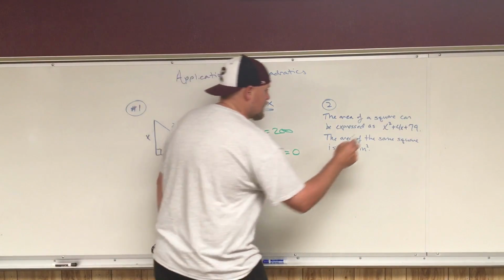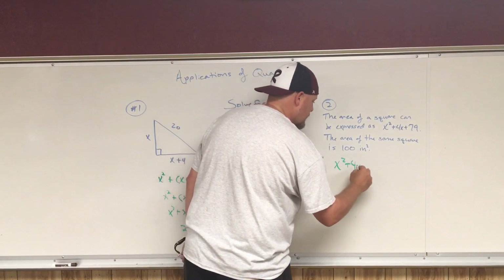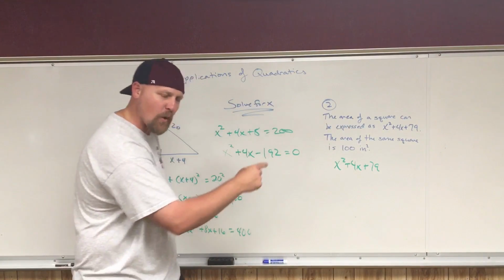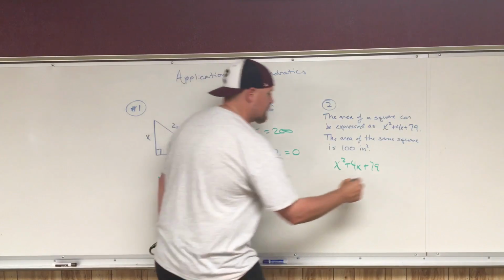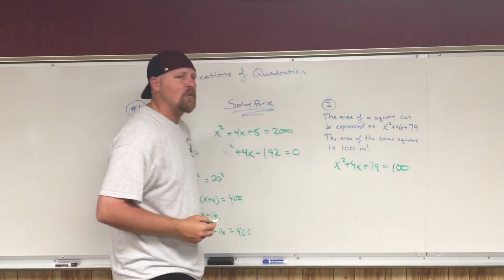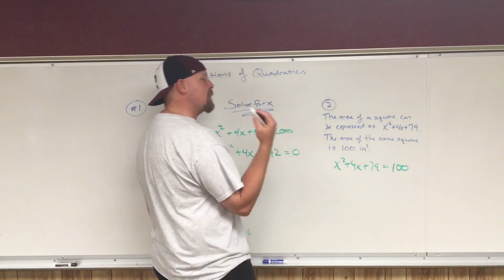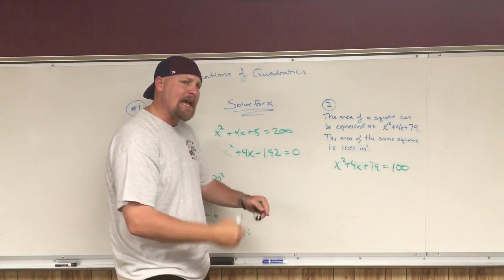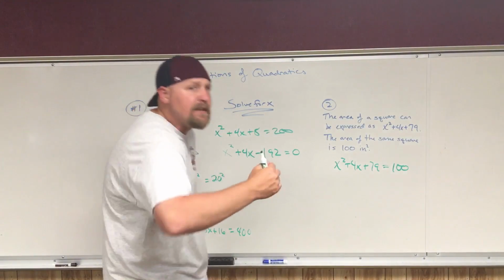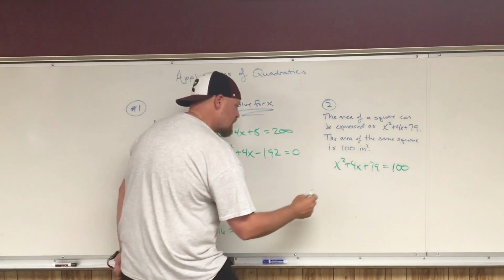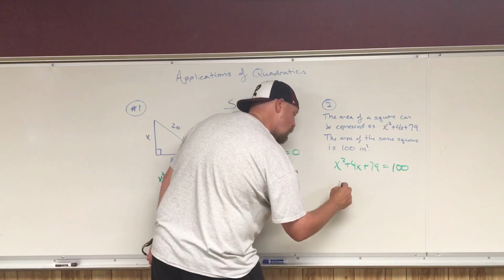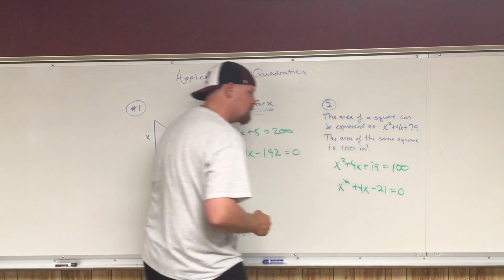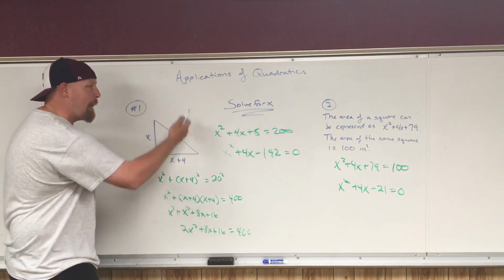Next one. X squared plus 4x plus 79. That's the area of that square. The area is also 100. So it's going to equal 100. We're going to subtract this 100 so we get equal 0, then we can factor it. Or, hey, if we can't factor it, maybe we can use the quadratic formula or completing the square, any of those things, okay? So here we go. We got negative 21. X squared plus 4x minus 21 equals 0. Guys, that's how you do applications.